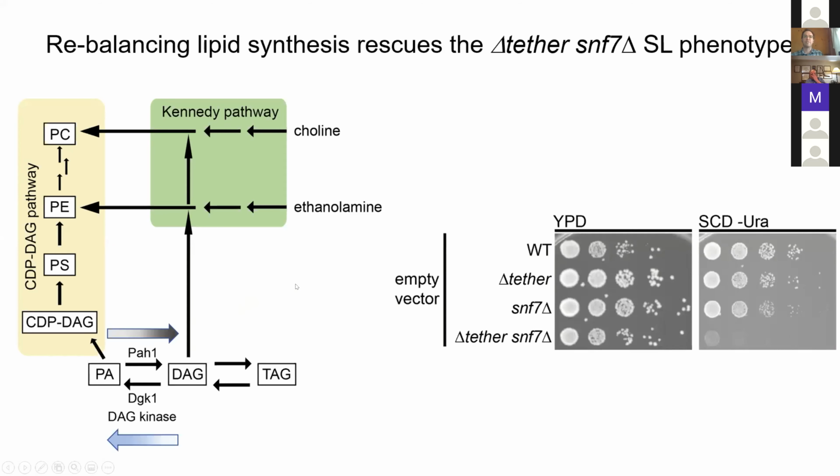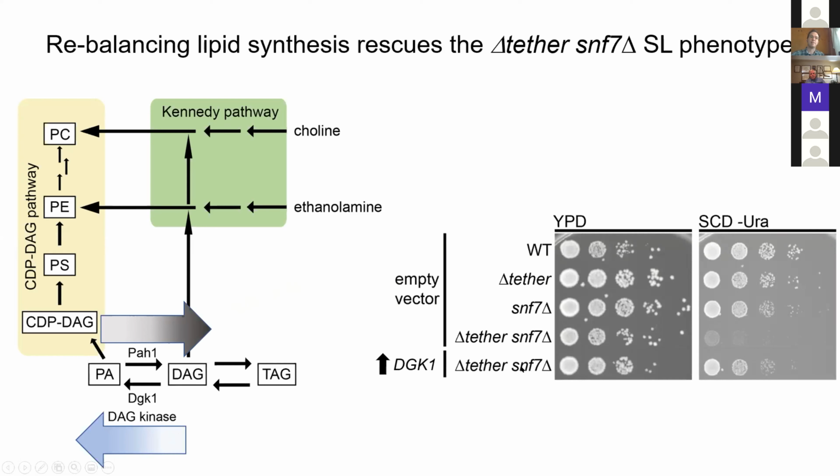Now, in the delta tether SNF7 background, it seemed like PAH1 was potentially hyperactive or DGK1 was potentially underactive. But in any sense, there was too much TAG being made and not enough phospholipids. So I wanted to see if I could upregulate DGK1 to make more PA and see if that rescued the growth defect. And when I upregulate DGK1 expression, I found that indeed it does rescue the growth defect, which supports the idea that in the delta tether SNF7 strain background, their lipid synthesis is messed up and they're making neutral lipids at the expense possibly of phospholipids.